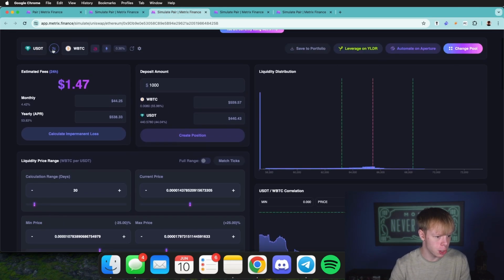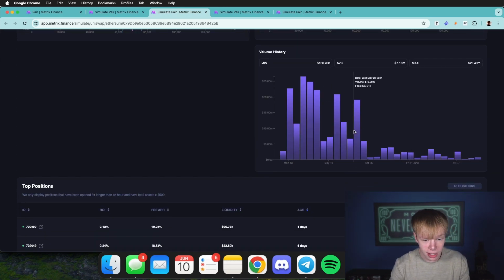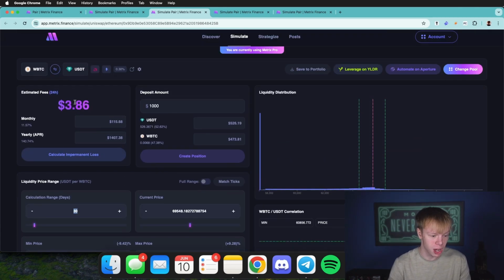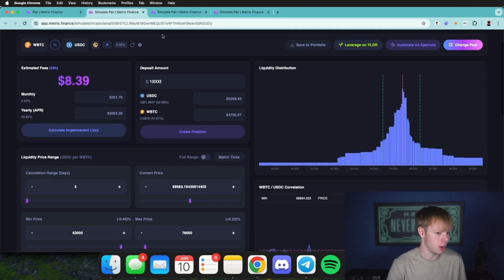Do the same thing over on USDT. Just copy and paste that information. 63,000 to 76,000. Scroll down. You can see volume's down pretty bad on this one. So we're going to use 3 days still, but I don't think it's going to be nearly as high as we're anticipating. Showing 140% APR. Once we use 3 days, it shows about 8% APR. We throw in 10K, it's still about 8%. I'm just going to close out of this one. So far, it's best to be on the Solana network for this pair.